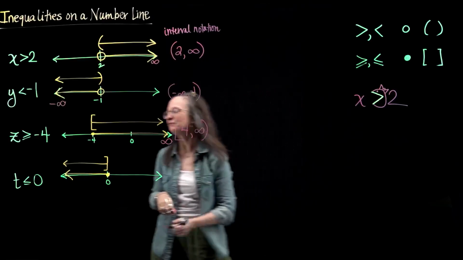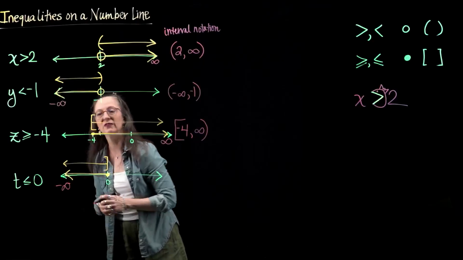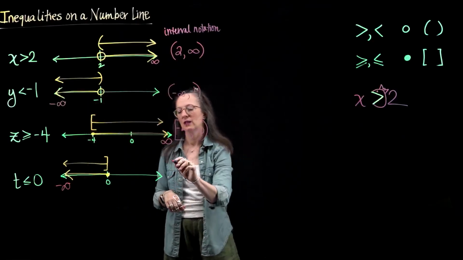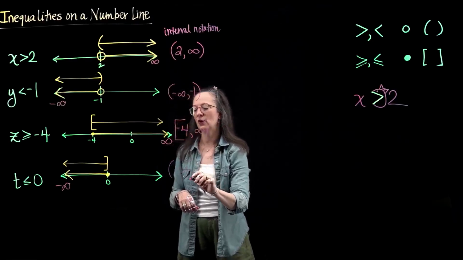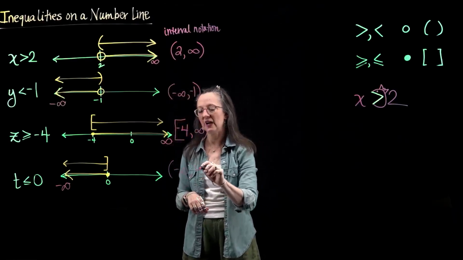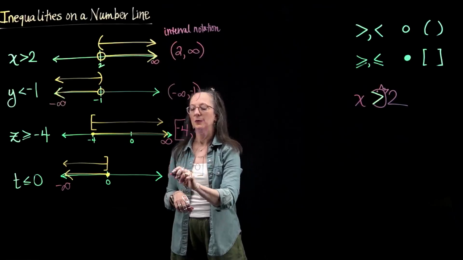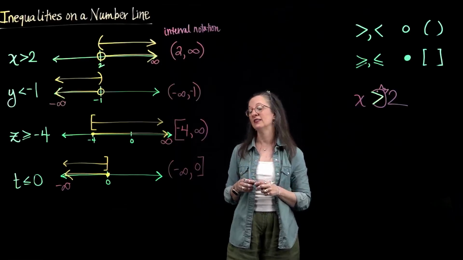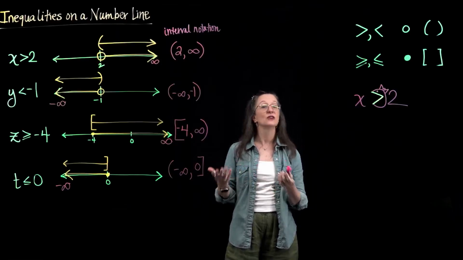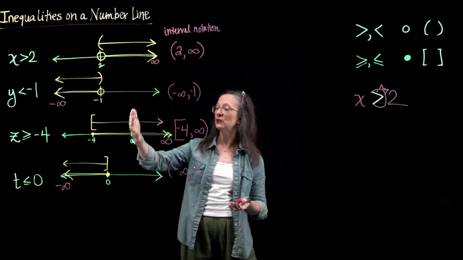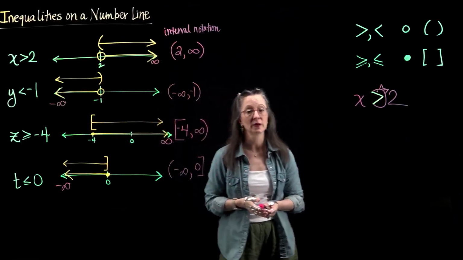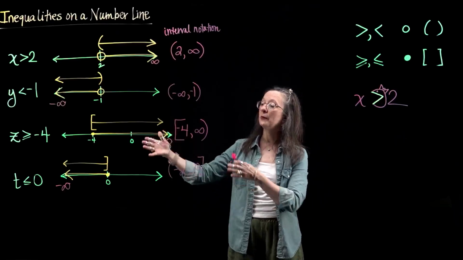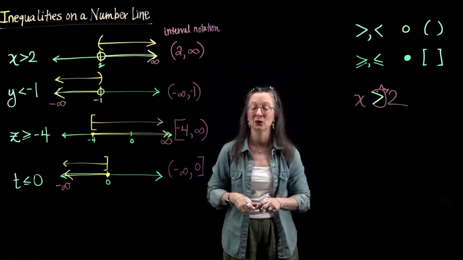All right, last one. I'll label negative infinity on my number line. So my interval notation would go from negative infinity up to 0, parentheses on the negative infinity side, and square bracket on the 0 side. It's very important to be able to convert between each of these forms because you will be using all three as you go through college algebra.